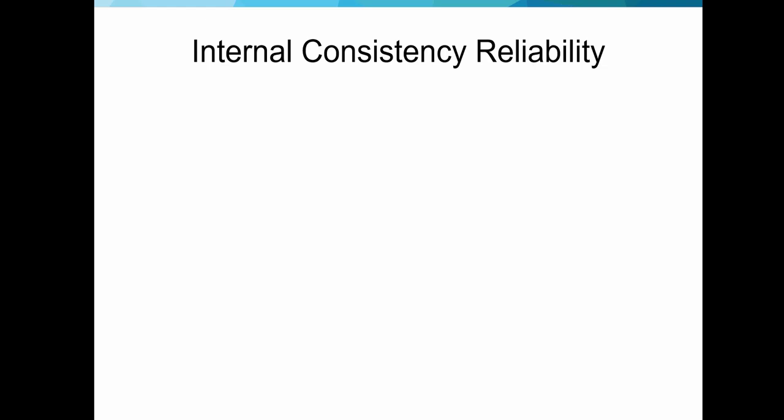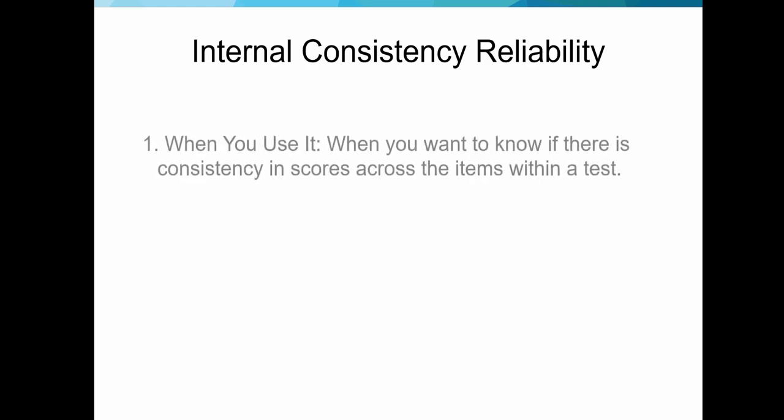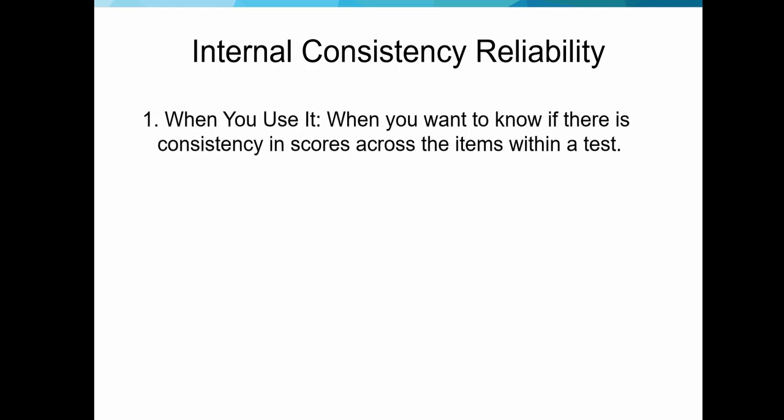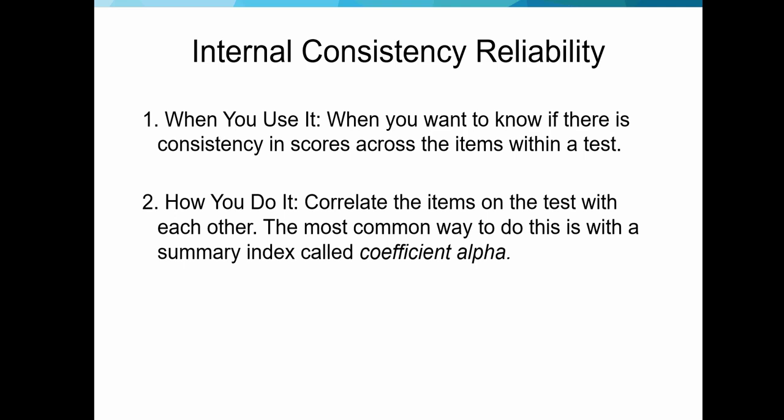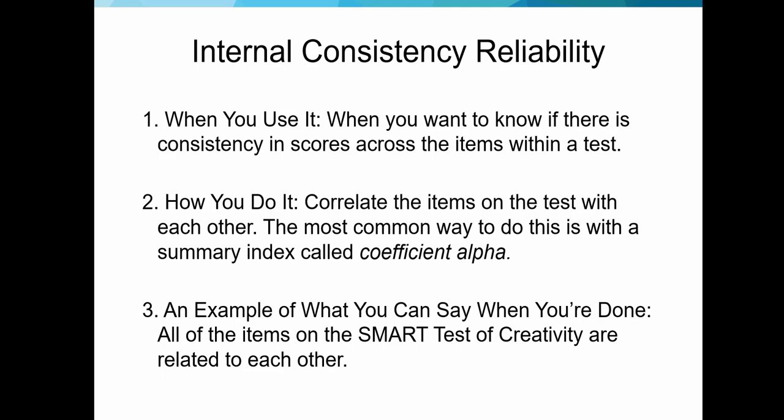Now, internal consistency is a little different. Test-retest and parallel forms deal with total scores. Internal consistency is when you look at the individual items within a test. So what we do with this one is we take the individual items on the test and see how they are related to each other. This is done with what's called a coefficient alpha, which is the way to measure the correlation between the items. An example of what we can say is all the items on a test of creativity are related to each other. So we're looking at the individual items on the test instead of the total test score.